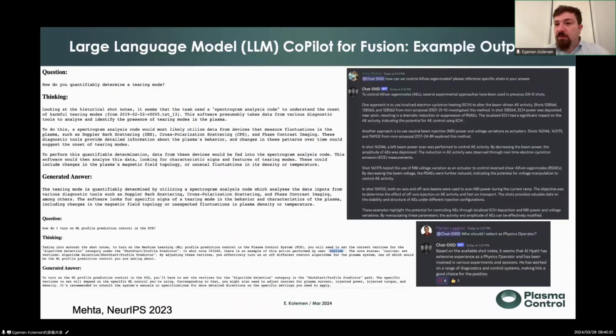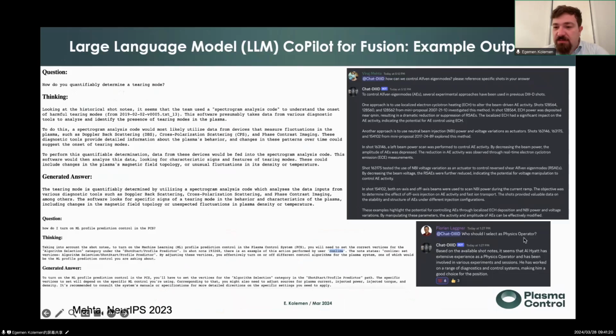So we trained this for D3D. I think we have like 1,000 papers and all the logbooks that are possible. And this is what you get. So you ask questions and get answers. So you say, how do you quantifiably determine a tearing mode? And it says, well, you have to look at the spectrogram. You can look at the backscattering measurements. You can look at the CPS and all these other things. And it tells you what to do.